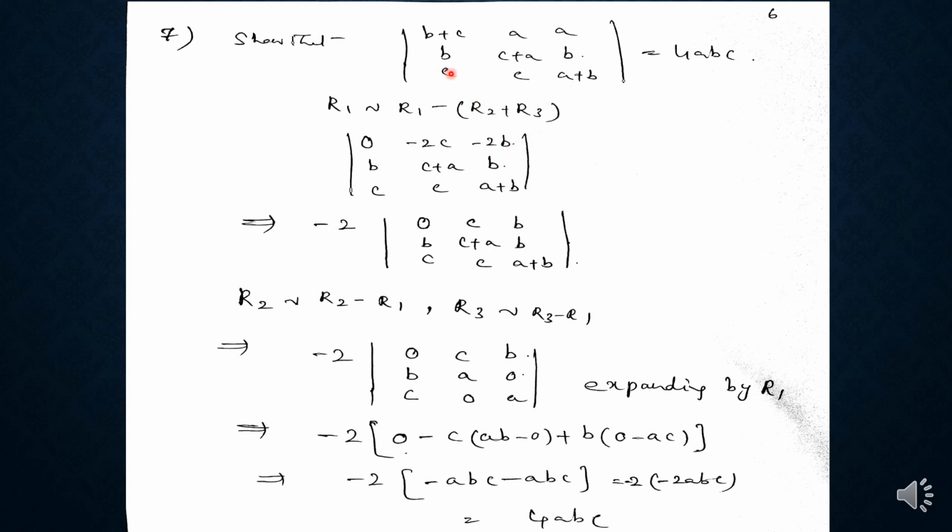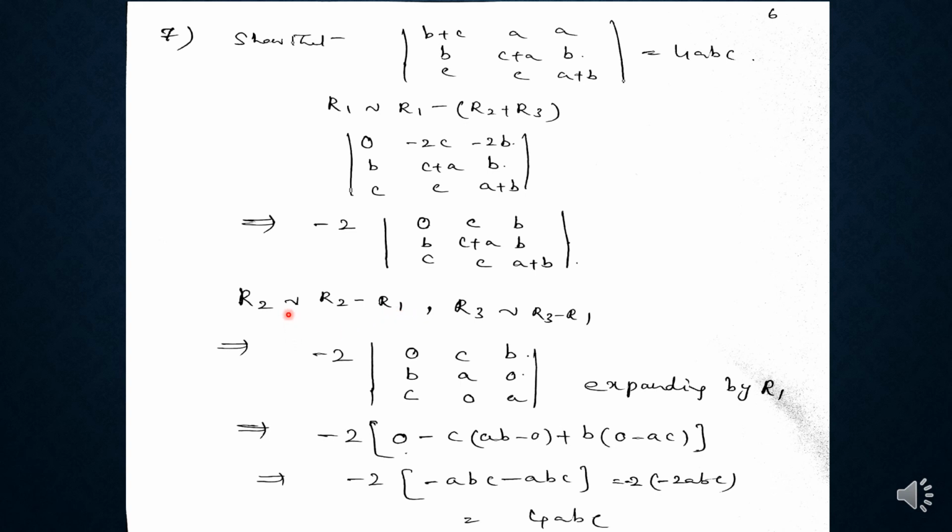Here R2 is common, R2 is not changed. So b, c plus a, b, c, a plus b. Now by taking minus 2 from the first row as common, we will get minus 2 into 0, c, b, b, c plus a, b, c, a plus b.